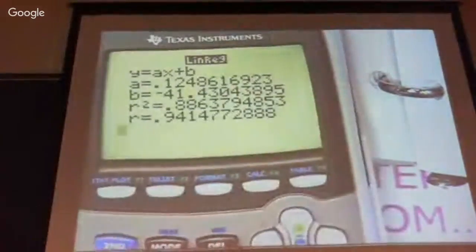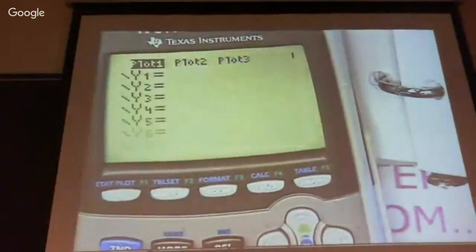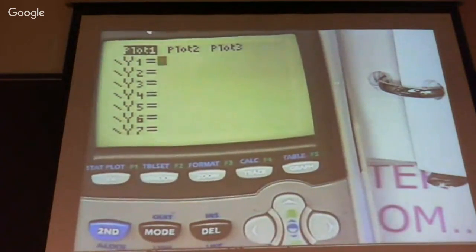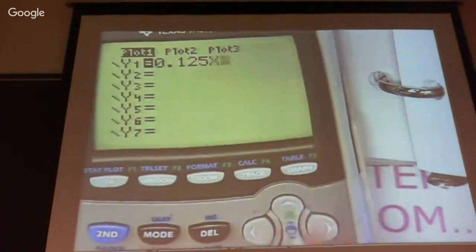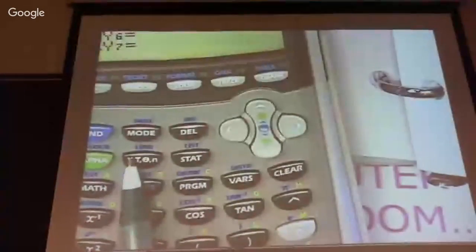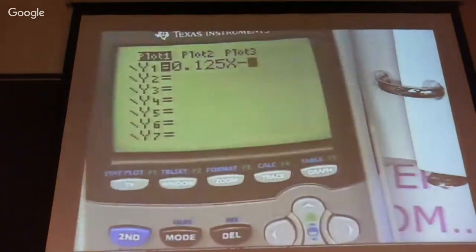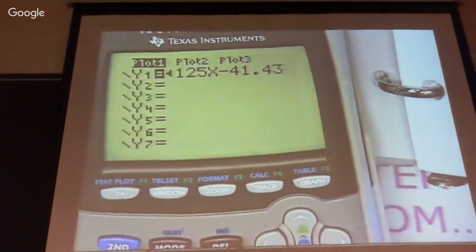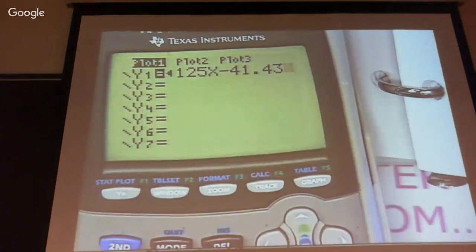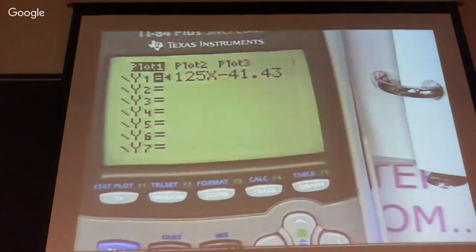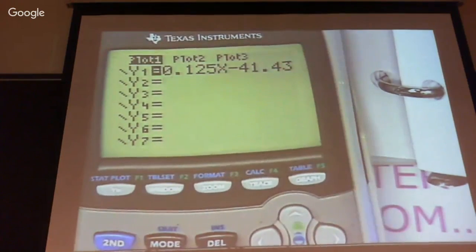Okay, we're going to go to our calculator, go to y equals, top left, and let's type in 0.125x, when the x is located right here, subtraction 41.43. Don't forget the x. Make sure the decimal's in the right spot. If you hit graph, what should you get?